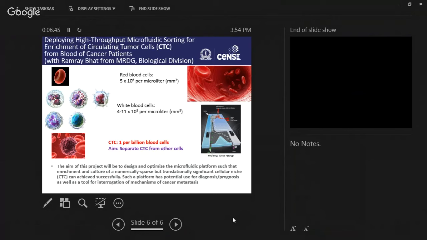Understanding how these CTCs behave and being able to detect them is being projected as a good way of understanding and treating the disease. So what is the challenge in this problem? One microliter of blood will have approximately 5 million red blood cells and around 4 to 11,000 white blood cells. Whereas if we are talking about CTCs, the concentration goes down to around 1 per billion blood cells. The aim of this project will be to develop a microfluidic platform which will allow us to separate these CTC cells from other cells.